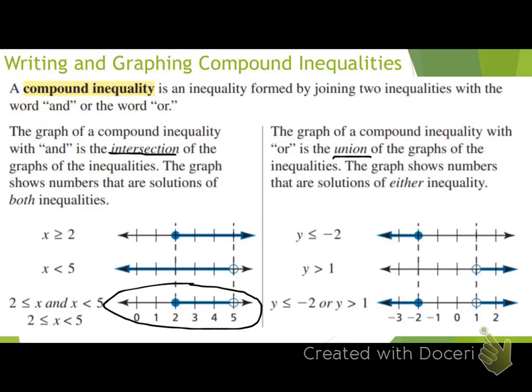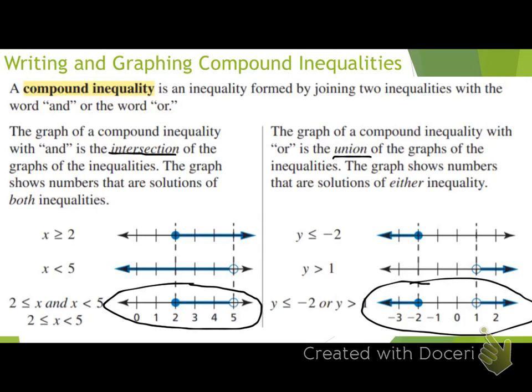When we graph an or compound inequality, we're just graphing the two graphs on the same graph. Okay? So we put y is less than or equal to negative 2 on the graph. We put y is greater than 1 on the same graph. Most of the time, your shaded regions will be outside of your 2 points for or compound inequalities. Are there any questions about and or compound inequalities as of right now?